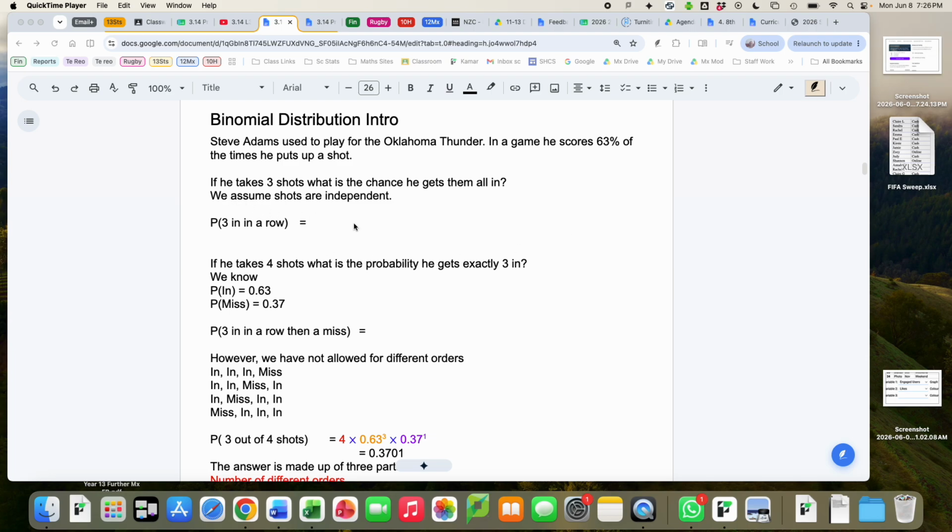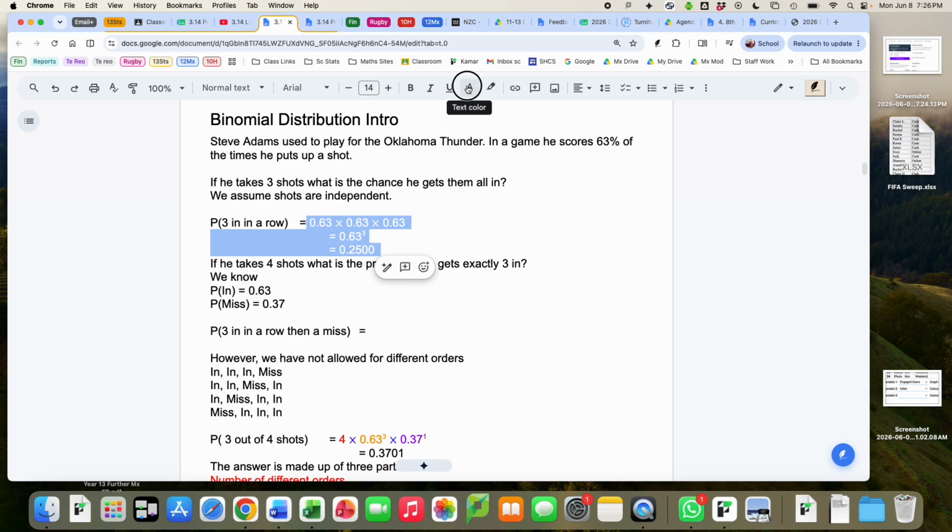But the problem we're going to look at is if he takes three shots, what's the chance he gets them all in? We'll assume the shots are independent. That means we can find the individual probabilities and just multiply them together. There's nothing radical happening here. 0.63 first shot, 0.63 second, 0.63 third. Multiply them all together or cube them, and you get 0.2500. We generally go to 4 decimal places.